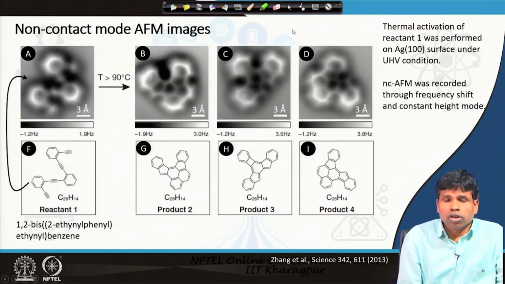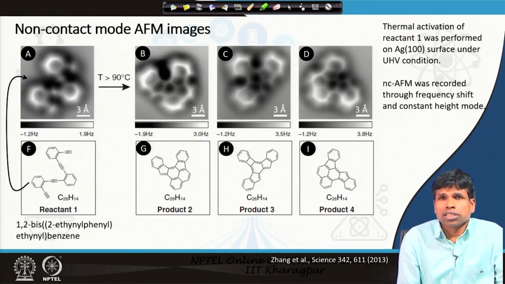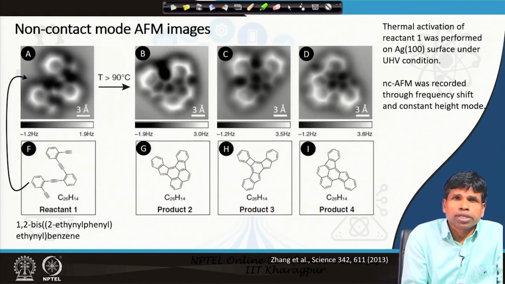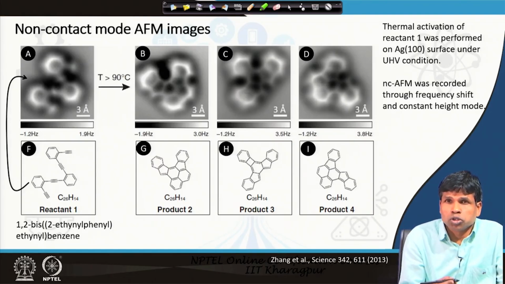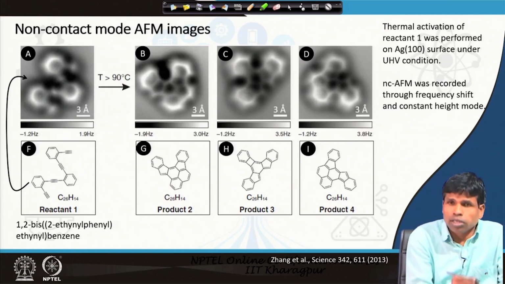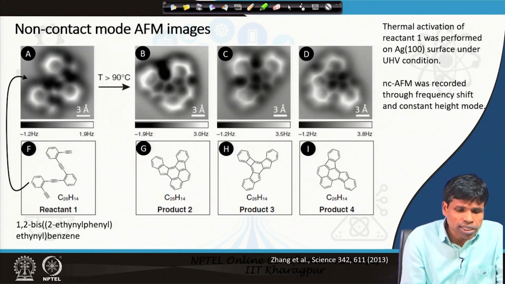If we look at the non-contact mode AFM image, as I mentioned, this is used for organic and polymeric samples. In this mode, the tip is much farther from the sample, but due to several developments, the modern-day non-contact mode atomic force microscope can also produce quite atomically resolved images, as you see here.